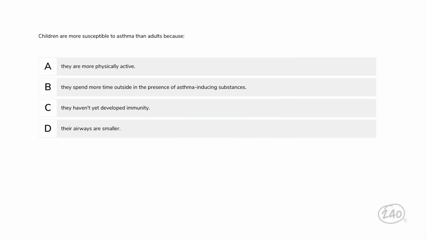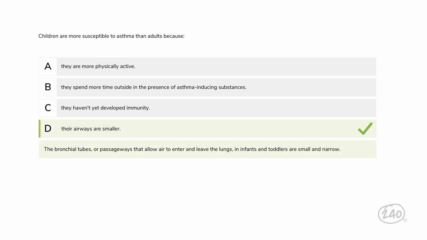All right, now get your buzzer ready for a question about health. Children are more susceptible to asthma than adults because, well, although physical activity might bring on an asthma attack, increased physical activity does not result in development of asthma, so this is not our answer. Increased time outside also does not result in the development of asthma, so we can eliminate this one. People do not develop immunity to asthma, so this is not the one we want either. The bronchial tubes, or passageways that allow air to enter and leave the lungs, in infants and toddlers are small and narrow, making this our correct answer.